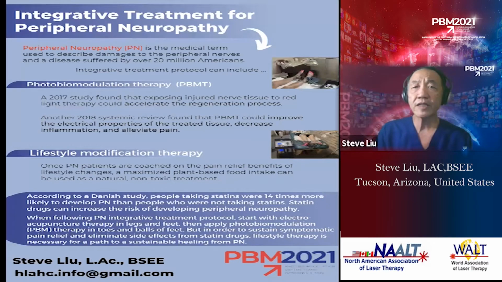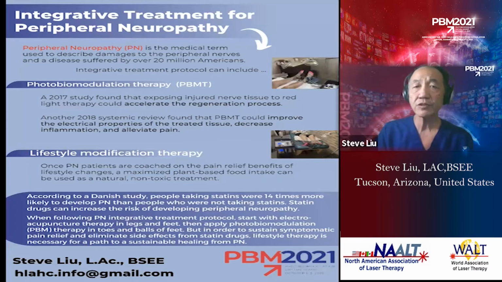And peripheral neuropathy is the medical term used to describe damage to the peripheral nerves and the disease suffered by over 20 million Americans. And we heard a lot about diabetic peripheral neuropathy, and I'll talk about it in a little bit too. And actually, diabetic neuropathy, in my opinion, in my clinic, totally can be controlled by lifestyle changes. But we'll talk about the photobiomodulation first. Of course, I'm an acupuncturist, but I'm also a laser acupuncturist.